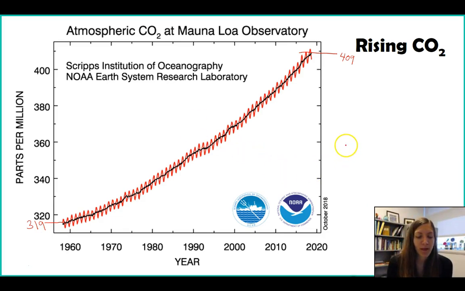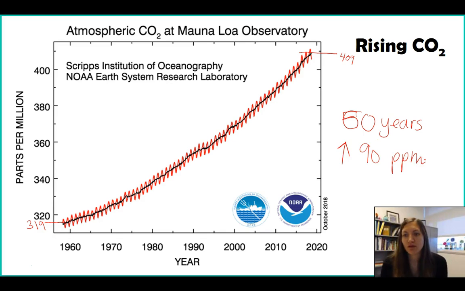So from about 1958 to 2018, let me do some math, that is 60 years. And in 60 years, we increased by 90 parts per million. So this is what's happened in your grandparents' lifetime. We've increased by 90 parts per million.